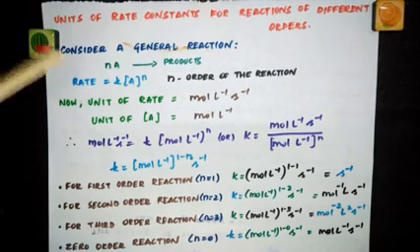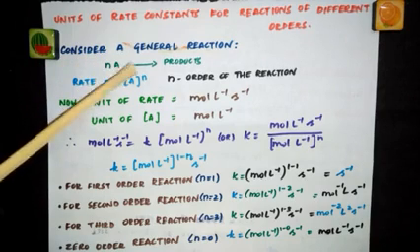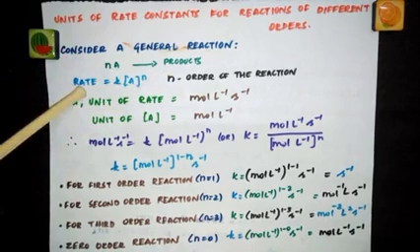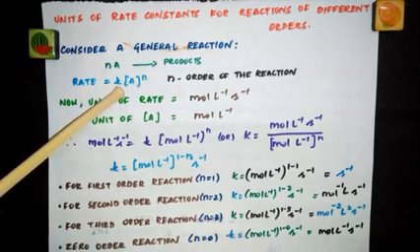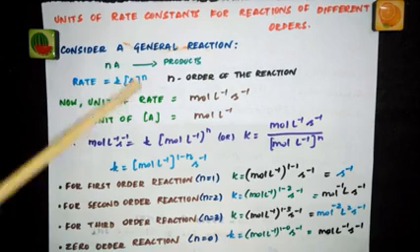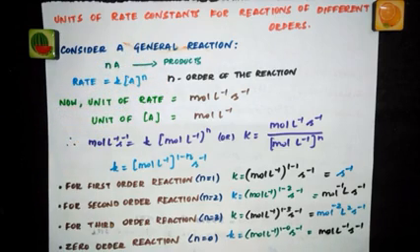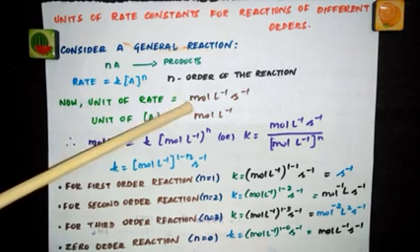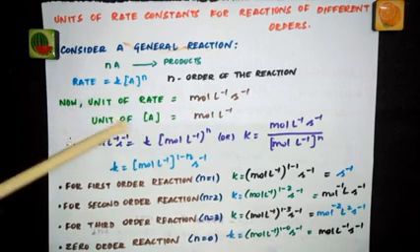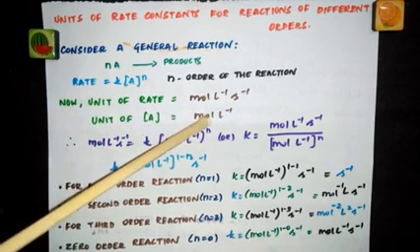Now let's consider a general reaction, n moles of A giving you products. So how can we write the rate? Rate is equal to rate constant into concentration of A power n. Let's take this n as the order of the reaction. We have already seen the unit of rate and the unit that is used for molar concentration. What is the unit for rate? Mole liter inverse second inverse. What is the unit of molar concentration? Mole liter inverse.